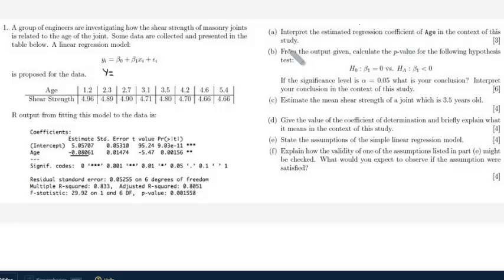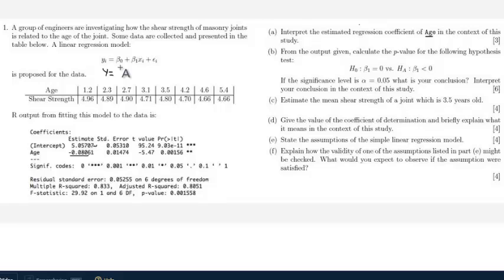This is the first problem. Part 1A states: interpret the estimated regression coefficient of age in the context of this study. The estimated regression coefficient of age is negative 0.08061, and the intercept is 5.05706.